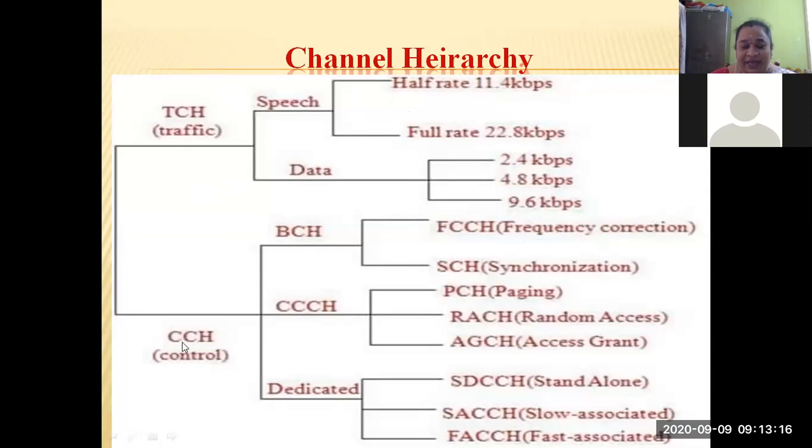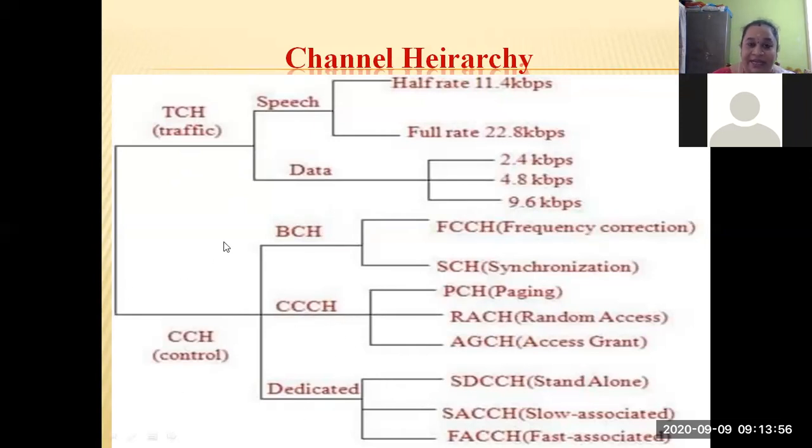Coming to the control channels, they are again divided into three categories, which are used by the corresponding GSM. Only the 51 multi-frames are used for conveying these control channels, whereas traffic channels use 26. We have already seen that traffic channels use 26 frames, and here the control channels use the 51 multi-frames. Those are divided into three categories: broadcast control channels, common control channels and dedicated control channels.